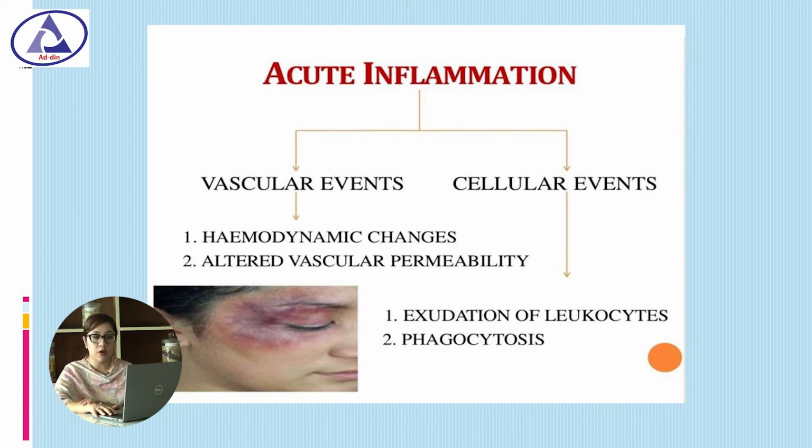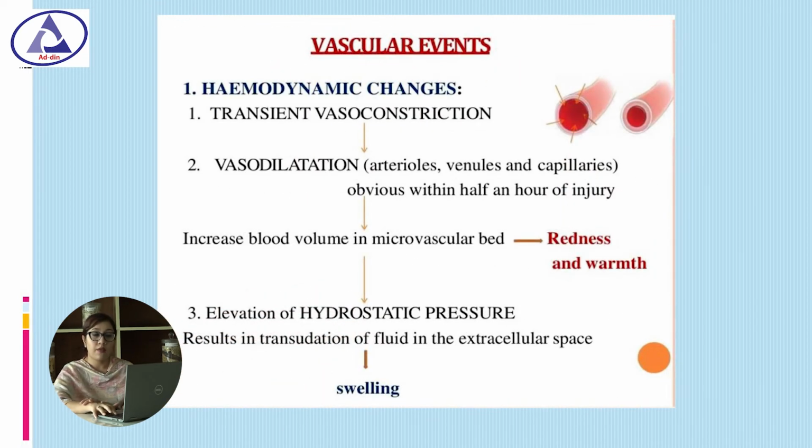Vascular event comprises hemodynamic changes and alteration in vascular permeability. On the other hand, cellular events are composed of exudation of leukocytes and phagocytosis. In vascular event, there will be transient vasoconstriction immediately, then vasodilation of arterioles, venules and capillaries, obviously within half an hour of injury, then increased blood volume in the microvascular bed which causes redness and warmth, and elevation of hydrostatic pressure which results in transudation of fluid in the extracellular space which causes swelling.